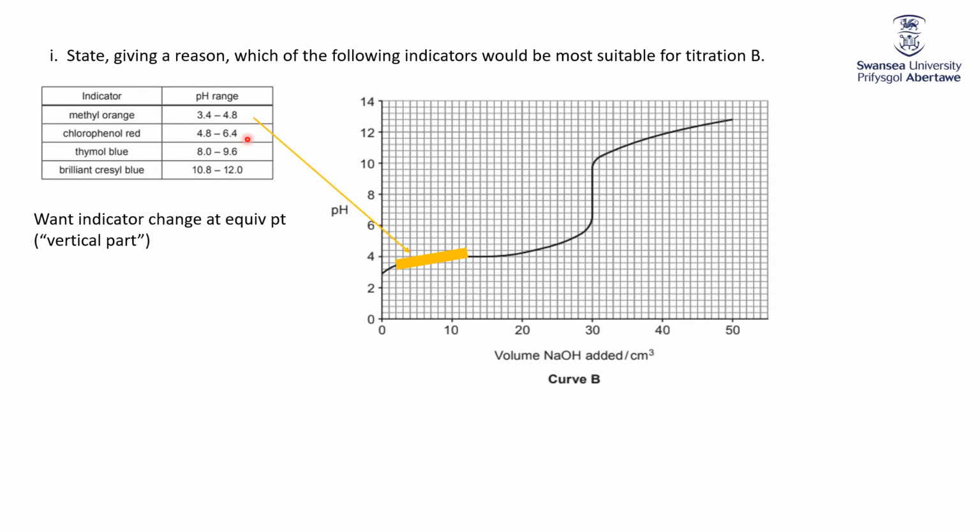So if we think about methyl orange, that's going to change color over this area between 3.4 and sort of 4.8. So that's coming way too early. Chlorophenol red is between about 4.8, so starting there, and 6.4. Starts to knock into this bit, but still too early. Thymol blue, smack where we want it. And brilliant cresyl blue, which might be brilliant, but it's not what we want right here, because that's changing color well past the equivalence point. So the one we want is thymol blue, because its color change encompasses this big equivalence point jump.